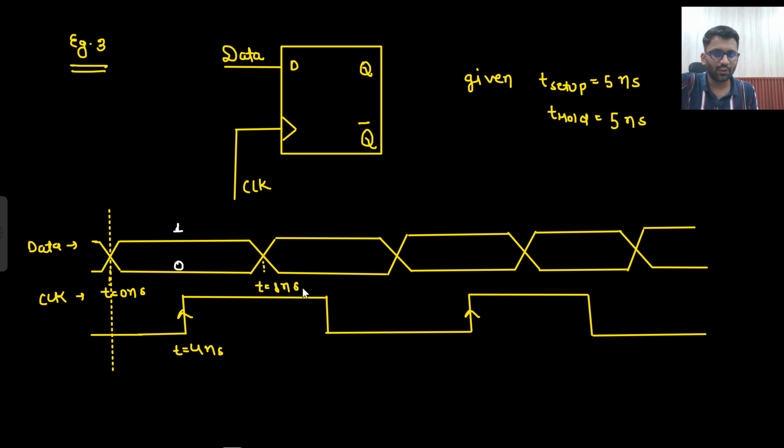But clock will always be 0, 1, 0, 1, 0, 1. So clock will never be shown like this. If something is shown like this, that means certainly that it is representing data. We saw that in the first lecture, when we looked at data rate and all kinds of things. So now I know that in this window from 0 to 8 nanosecond, my data is constant.